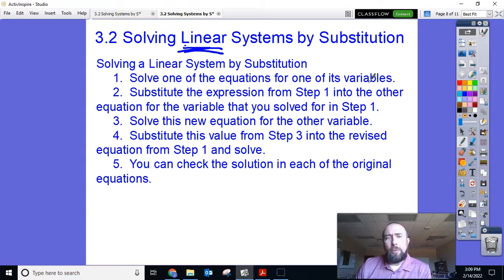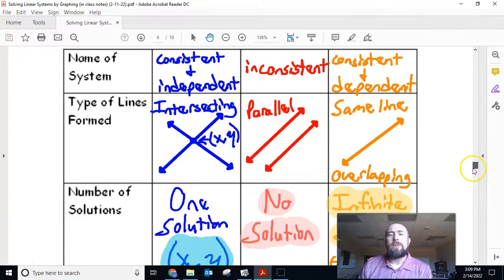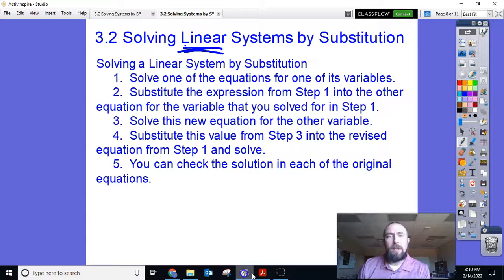So the substitution method is a way to solve that system of equations. You still have the same three possible answers that we talked about, where you could have one solution, no solution, or infinite solutions, where you have consistent and independent, inconsistent, and consistent and dependent. Those are the three types that you have for linear systems. You can have the same thing with the substitution method. The difference is you are not graphing. Okay? I think I've said that enough times by now, but I just want to make sure you understand that.